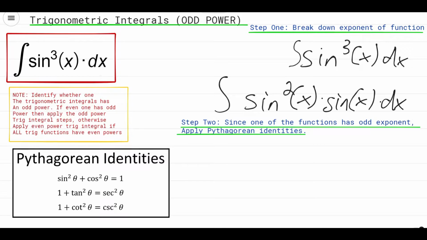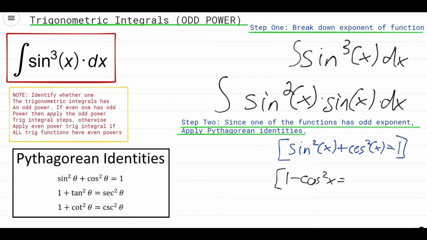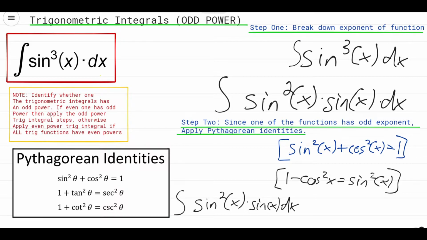So for step 2, since one of the functions has an odd exponent, we're going to apply the Pythagorean identities. So the Pythagorean identities, we know sine squared plus cosine squared is equal to 1. And we know that 1 minus cosine squared is equal to sine squared x. So this was our function, sine squared x times sine of x times dx. So we're going to move forward to step 3.